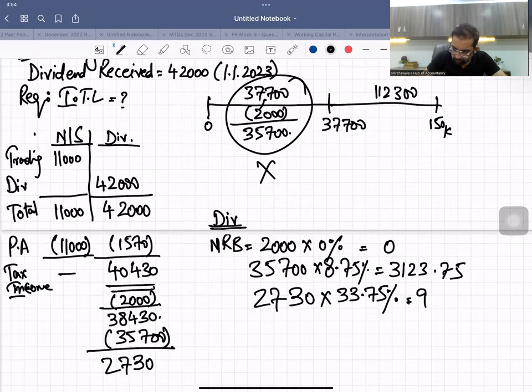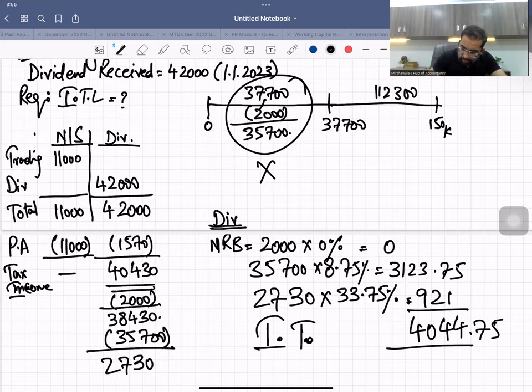Now please add these two. Plus 921. So this will be 4,044.75, which is the income tax liability. Hope you did it correct. This is the answer.